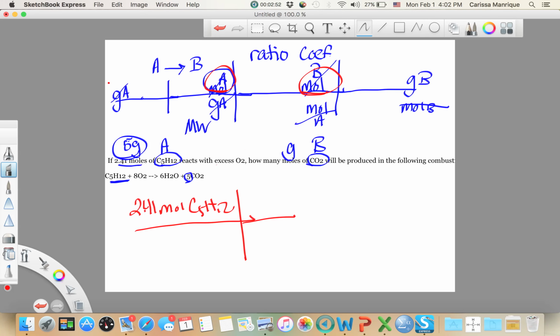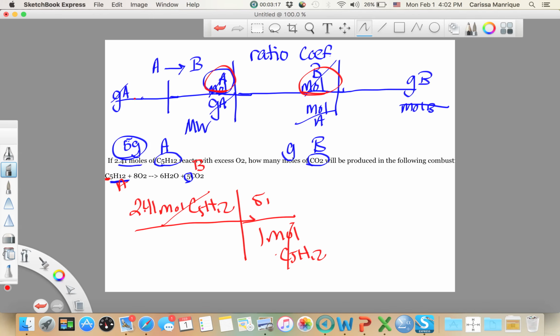Now I need to do the mole ratio. So I have how many moles of A? We'll see there's only one there, only one C5H12. This is my A, this is my B. So I'm going to put 1 mole of C5H12. I know to put it at the bottom so it'll cancel out here.